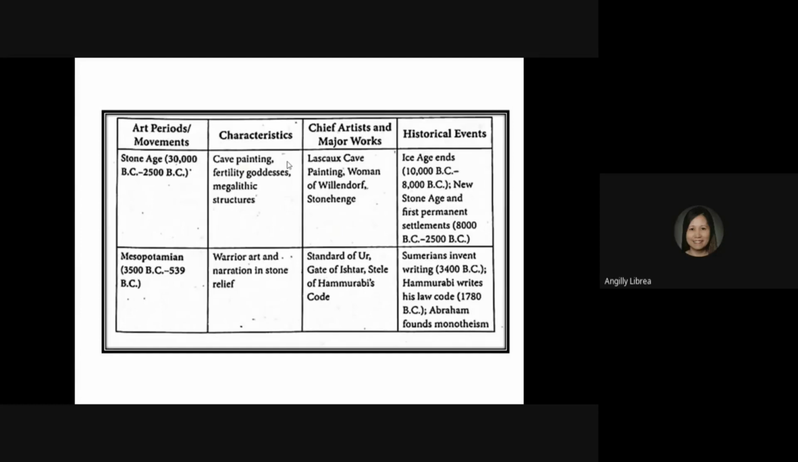So, dated from the Stone Age, you will cover the characteristics of the art of this art movement, who the chief artists are and the major artworks, and what the historical events were during the time. The next is the Mesopotamian period. The same applies. This is practically what you will see in the document that I will send you guys: the art movement, characteristics, chief artists and major works, and then some historical events. So you are guided on what to put in your presentation.